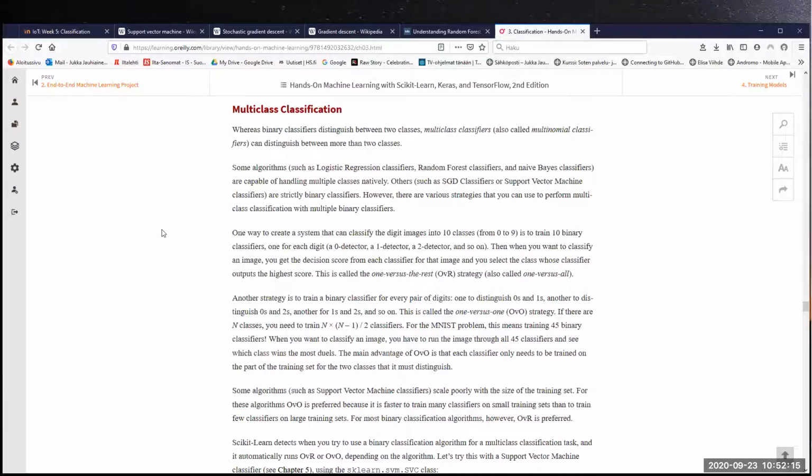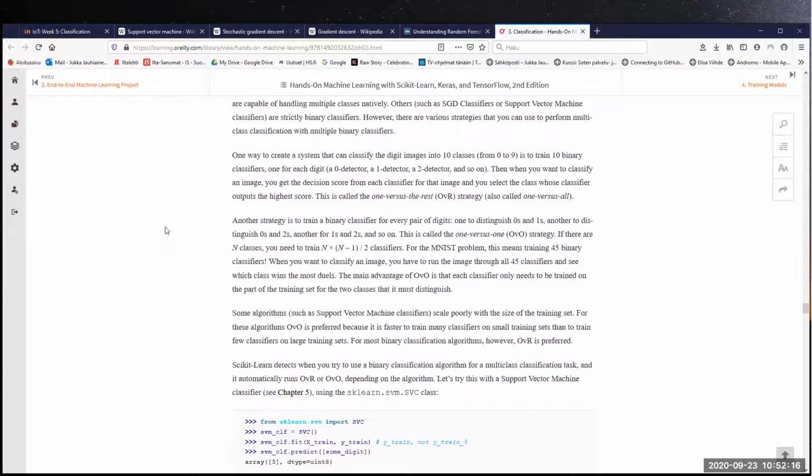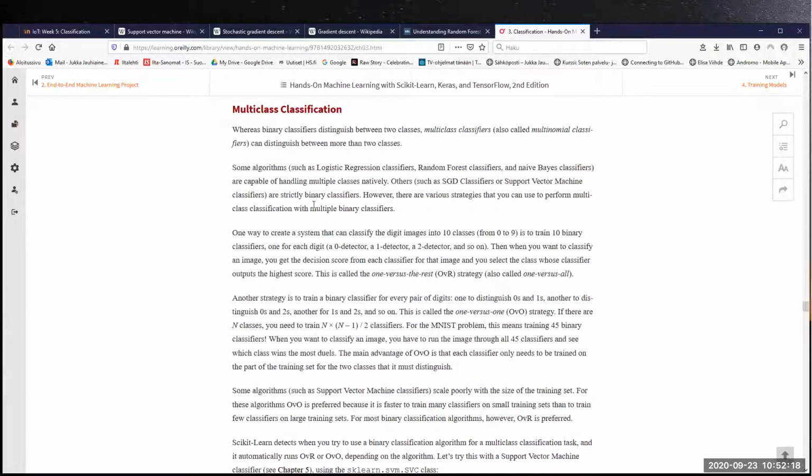Then we can also have multi-class classifiers. So far we have only had the binary classifier, either the number is 5 or not 5. But naturally we can have a multi-class classifier that can classify all the 10 digits, 10 numbers at once or in one process.